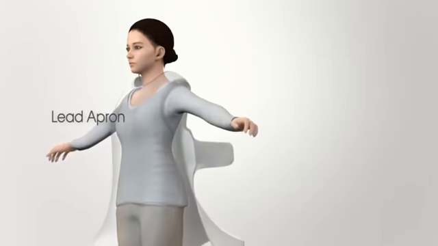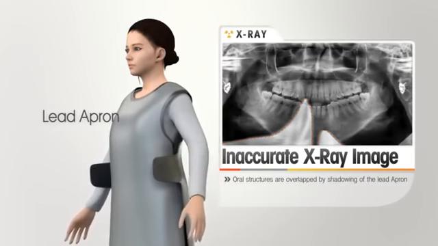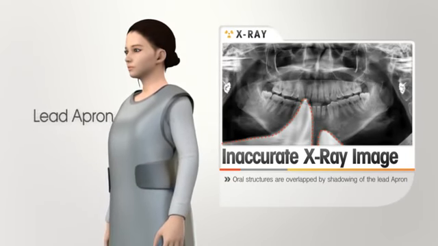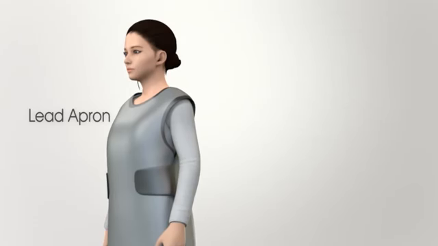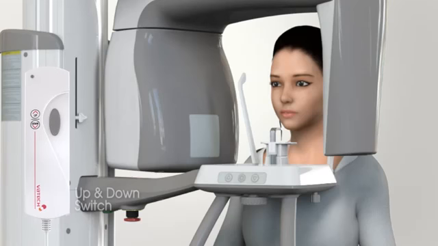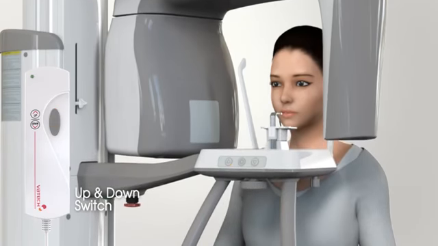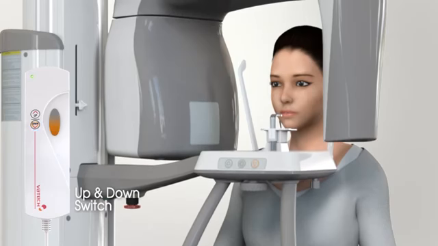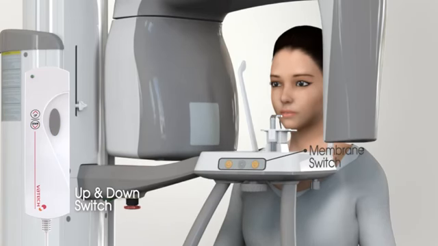Assist the patient to appropriately wear the lead apron. Be careful the lead apron is not above the patient's neck. Ask the patient to stand in front of the handle frame. Adjust the chin rest position approximately to the height of the patient's chin using the up-down switch. For PAX-I, the chin rest position can be adjusted using the up-down switch on the handle frame.